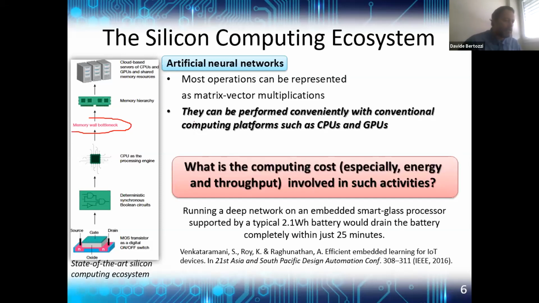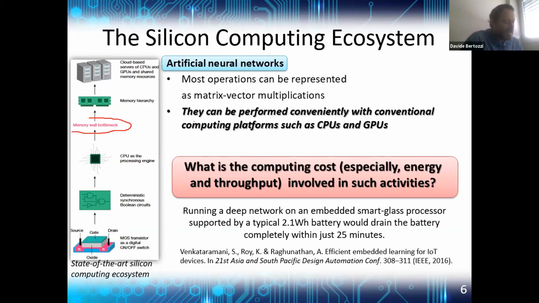Today, deep neural networks are trained on powerful cloud servers, yielding incredible accuracy, although incurring, and that's a problem, huge amounts of energy, hundreds of thousands of watts on cloud servers. This is exactly the problem that we are facing. What is the computing cost involved with deep neural network computations? And this is the computing cost that brings us such impressive performance, but that's a huge amount of overhead.